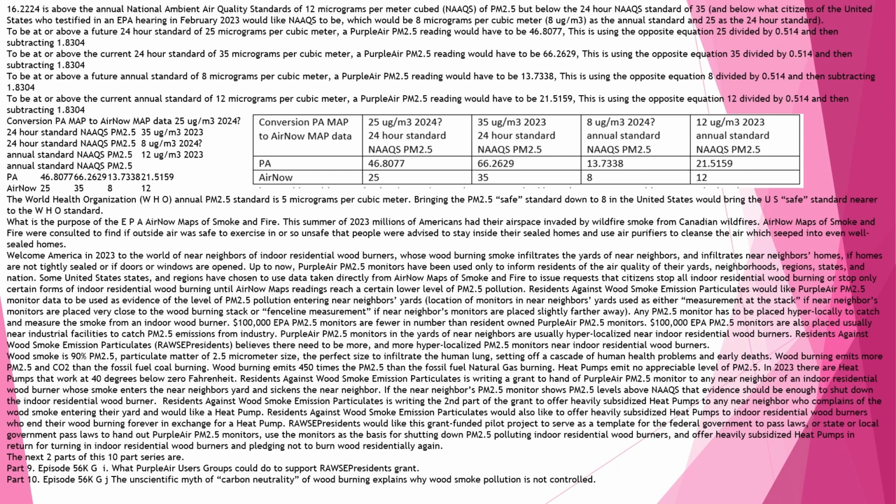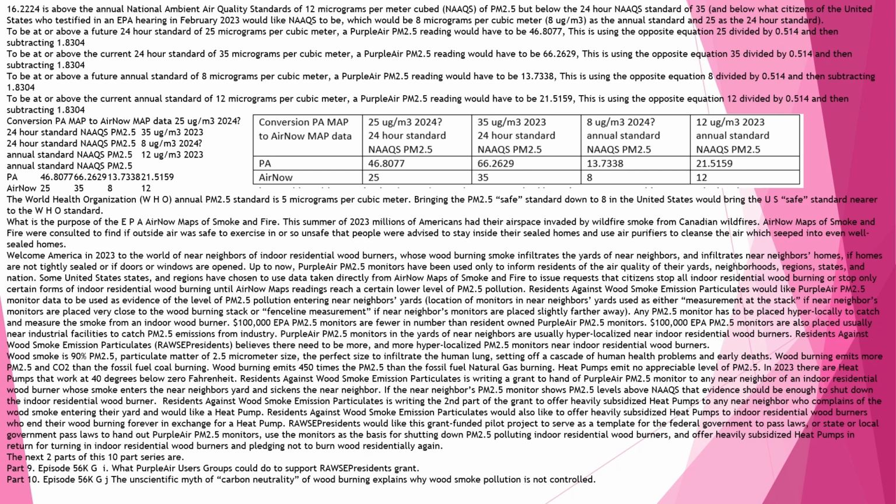$100,000 EPA PM2.5 monitors are fewer in number than resident-owned PurpleAir PM2.5 monitors. $100,000 EPA PM2.5 monitors are also placed usually near industrial facilities to catch PM2.5 emissions from industry. PurpleAir PM2.5 monitors in the yards of near neighbors are usually hyperlocalized near indoor residential wood burners. Residents against wood smoke emission particulates, RAWSE president, believes there need to be more and more hyperlocalized PM2.5 monitors near indoor residential wood burners.